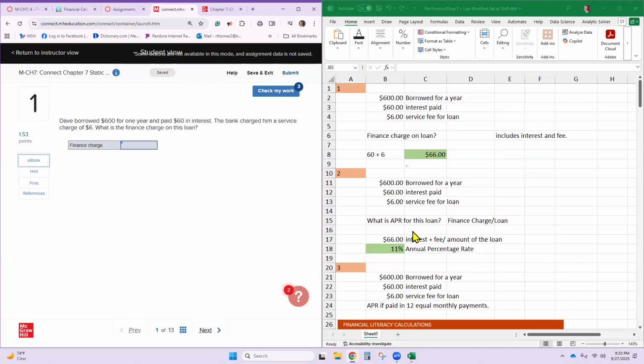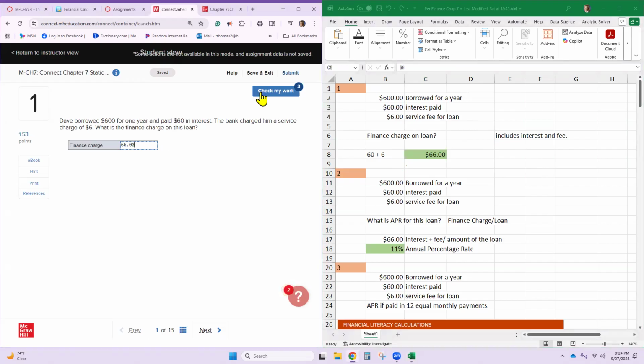So let's get started so we can understand the terms of acquiring some credit. All right, so this one says Dave borrowed $600 for 1 year and paid $60 in interest. The bank charged him a service charge of $6. What is the finance charge on this loan? So I have it here in my spreadsheet, $66 for the interest and the fee. Well, finance charge is interest and fees together. So what is the finance charge on the loan? It's both of those amounts together.